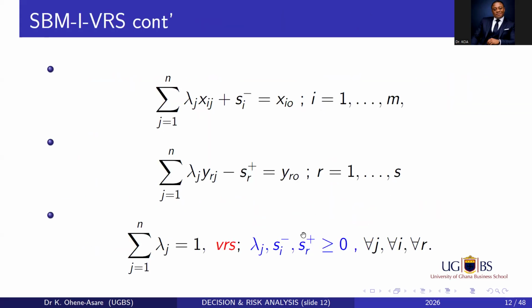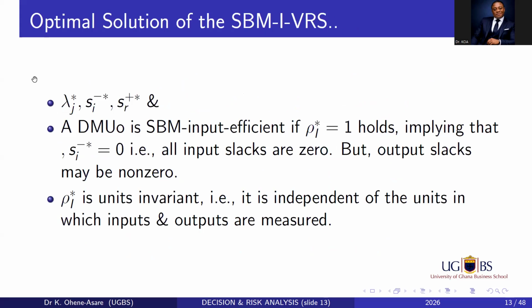Now, let's go to the output-oriented. And by the way, the idea is to find the following decision variables. So a DMU is said to be input efficient if the score is 1 and all the slacks are 0. Not just the score is 1, but the score is 1 and the slacks are 0. That is a true SBM efficiency.